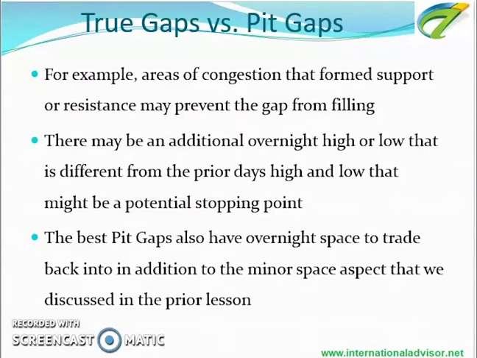For example, areas of congestion that formed support or resistance may prevent the gap from filling. This is one point. There may be an additional overnight high or low that is different from the prior day high and low. That might be a potential stopping point because the reference point is changed, even the high is changed, low is changed, so the candle is changed. The best gaps also have overnight space to trade back into, in addition to the minor space aspect that we discussed in the prior lesson.